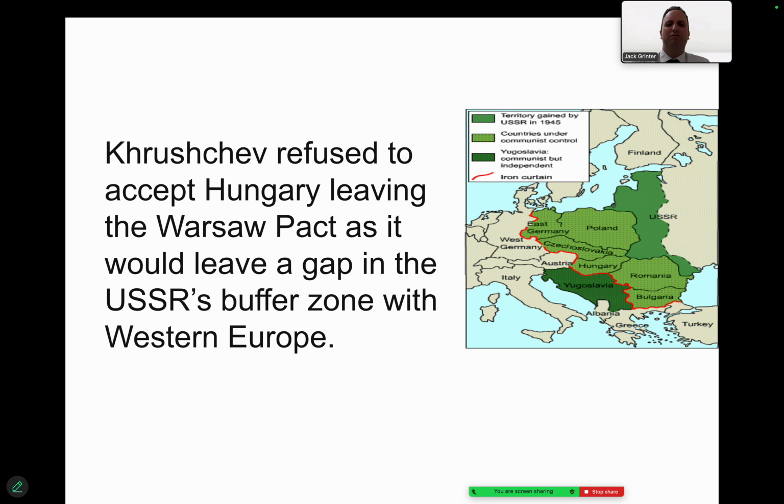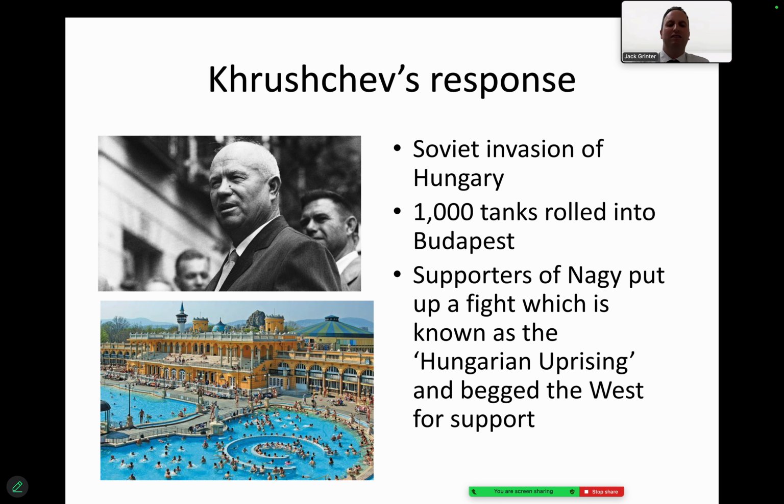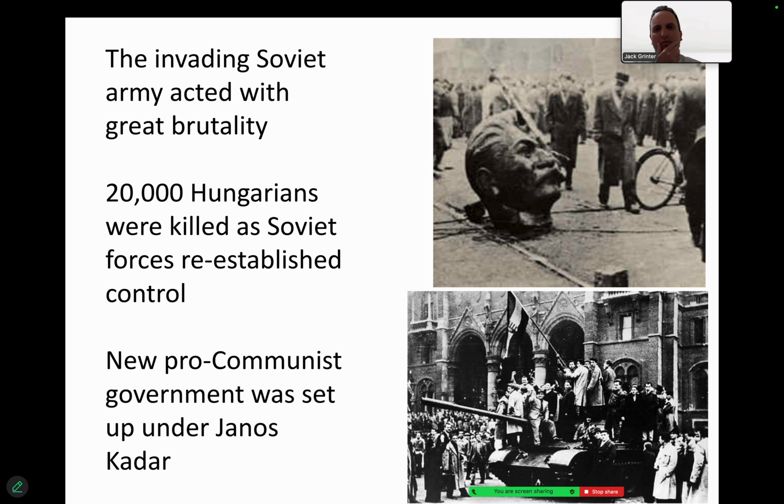So, Khrushchev refused to accept Hungary leaving. He thought there'd be a buffer zone in Eastern Europe. And what's the response? The Soviet Union decided to invade Hungary. 1,000 tanks roll into Budapest. The fight that the supporters of Nagy put up, we call it the Hungarian Uprising. And they beg the West for support.